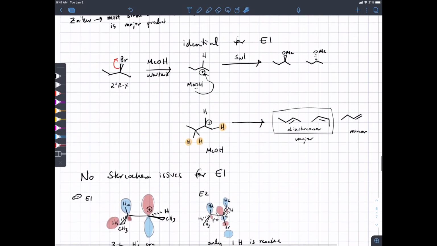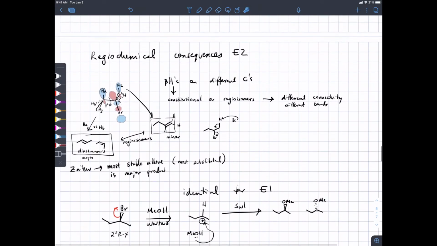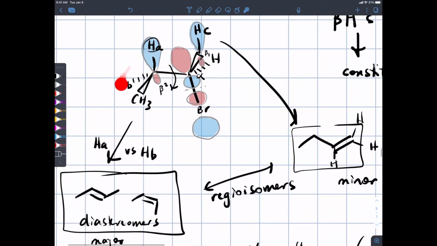Our other example, where we introduced this issue of stereochemistry, we have two different beta protons here, and they can both be anti with the leaving group depending on if we rotate around this bond, so that's why we get both of those products. Yep.